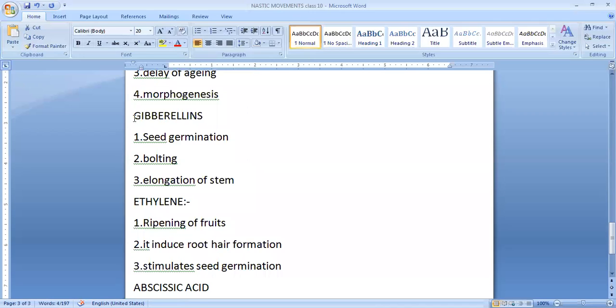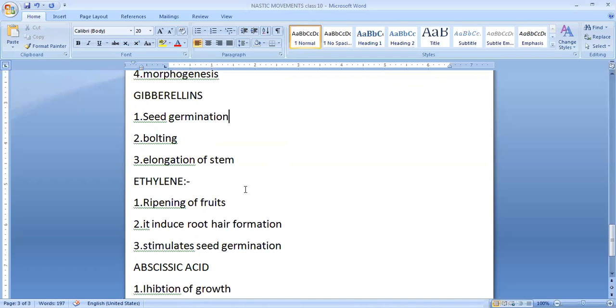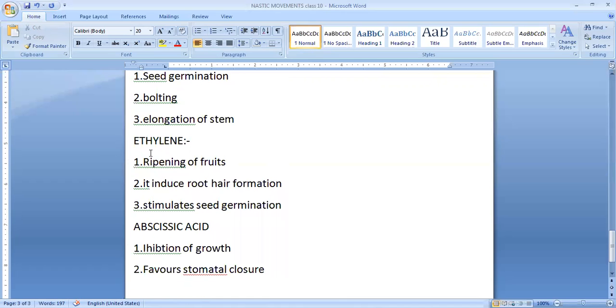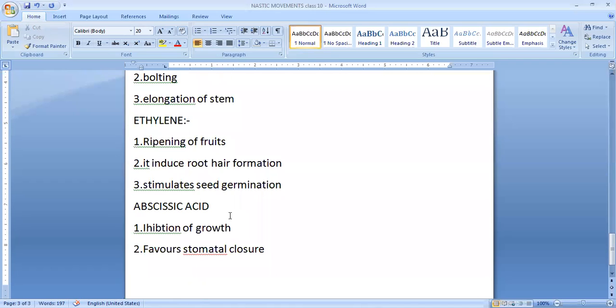Next is gibberellin or gibberellic acid. It also helps in seed germination. It helps in bolting. Bolting can be easily seen in the cabbage plant. It also helps in elongation of stem. The next hormone is ethylene. Ethylene helps in ripening of fruit. It helps in inducing root hair formation and also stimulates seed germination.